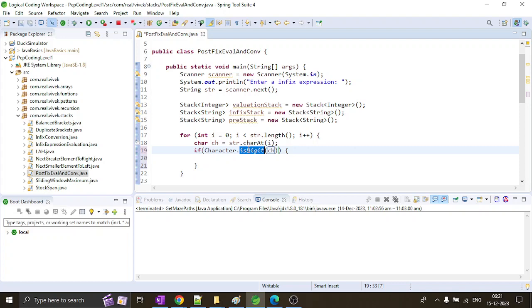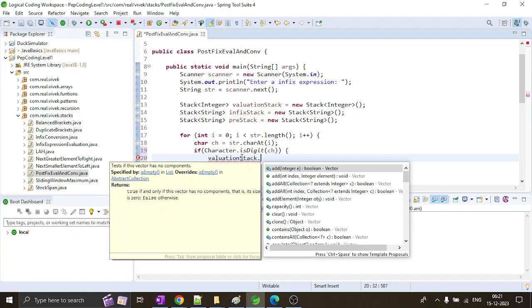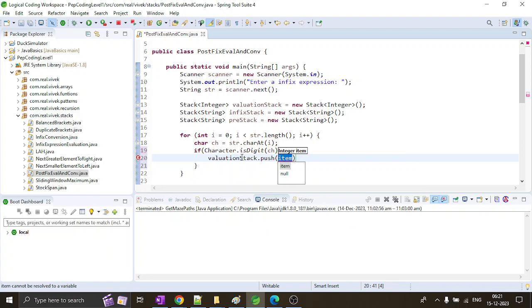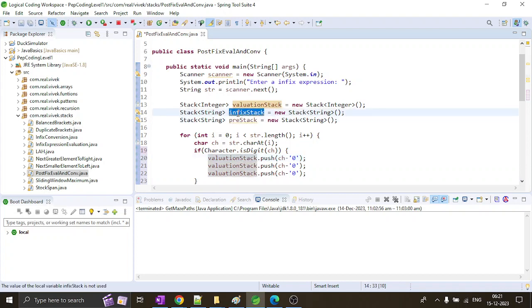So if character is digit, what do we do? We push in all these stacks, right? I mean, it's an operand, right? Push ch minus. Infix stack we push ch. Okay, so we'll have to convert this character into a string. I'll call it, let's say, prefix stack.